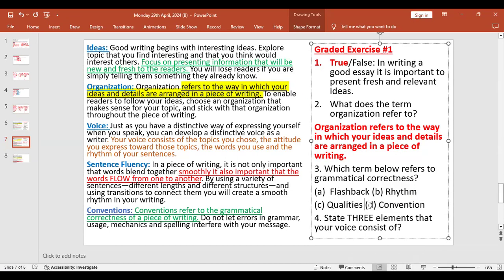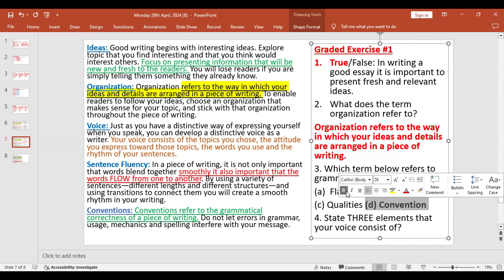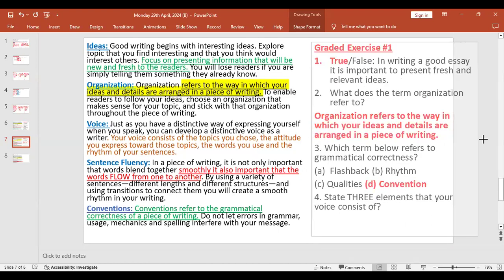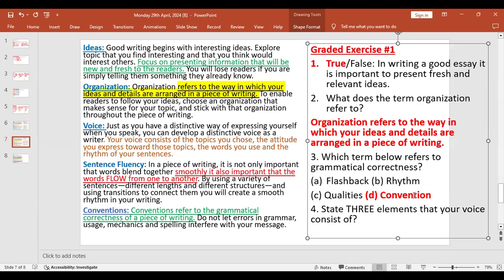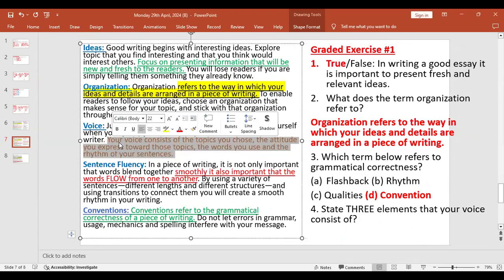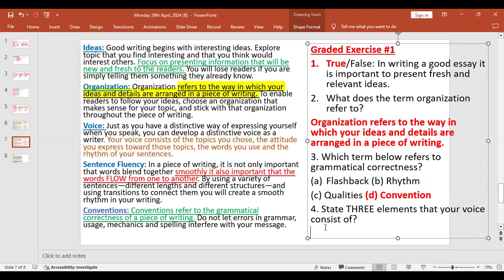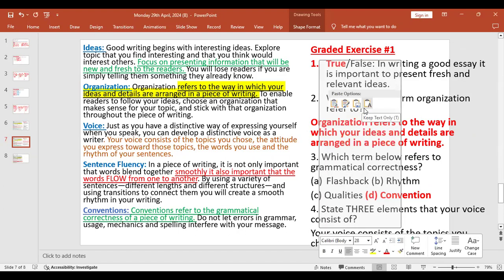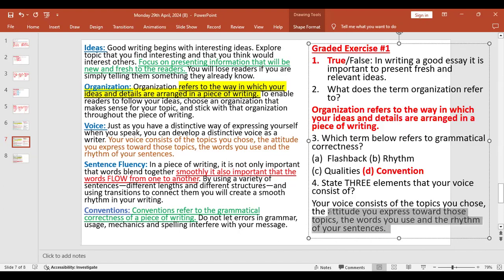Anyone else got that right? Very good. And number 4, say three elements that your voice consists of. The topics you choose, the attitude you express towards these topics, and the words you use, and the rhythm of sentences. Very good. Your voice consists of the topics you choose, the words you use, and the rhythm of the sentences.